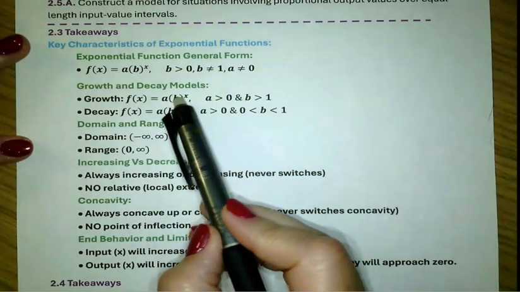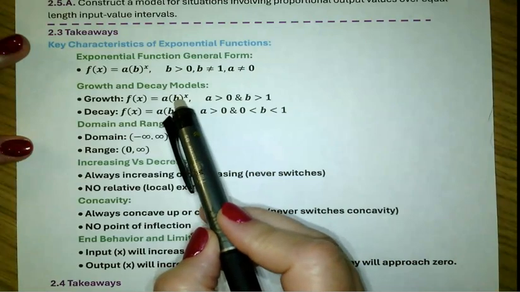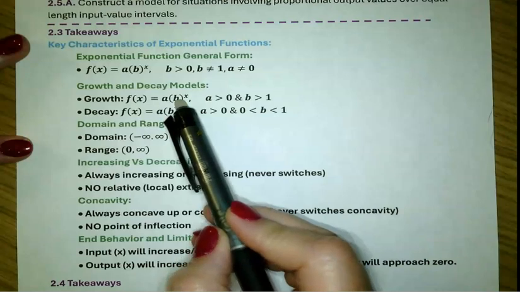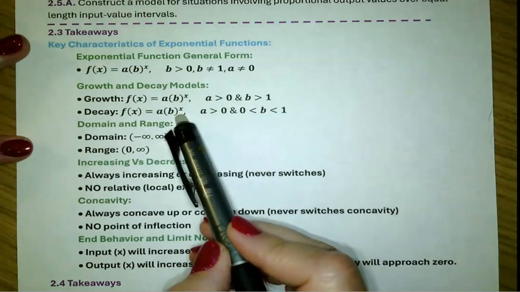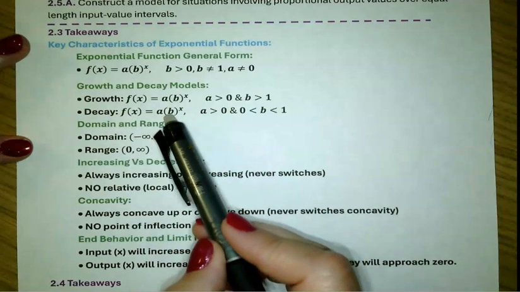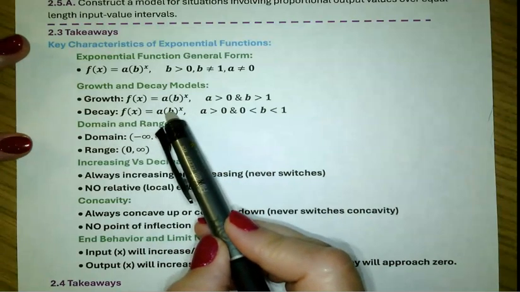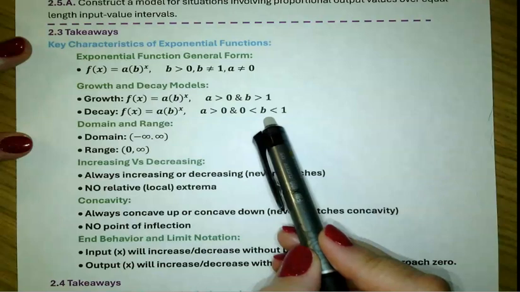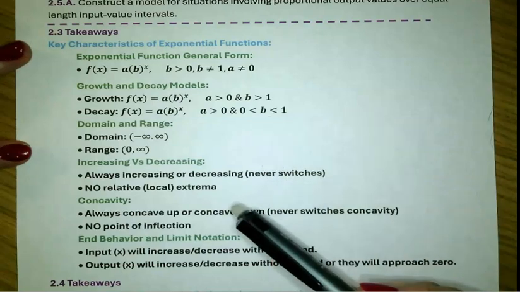So growth means the base is a whole number and it's growing, or getting bigger as your input values get bigger, the output values get bigger. And then decay looks like the same model. However, this b value in here is going to be a fraction. It's going to fall between 0 and 1, which makes it a decay model. So all of the output values, as the input values get bigger, are going to get smaller.